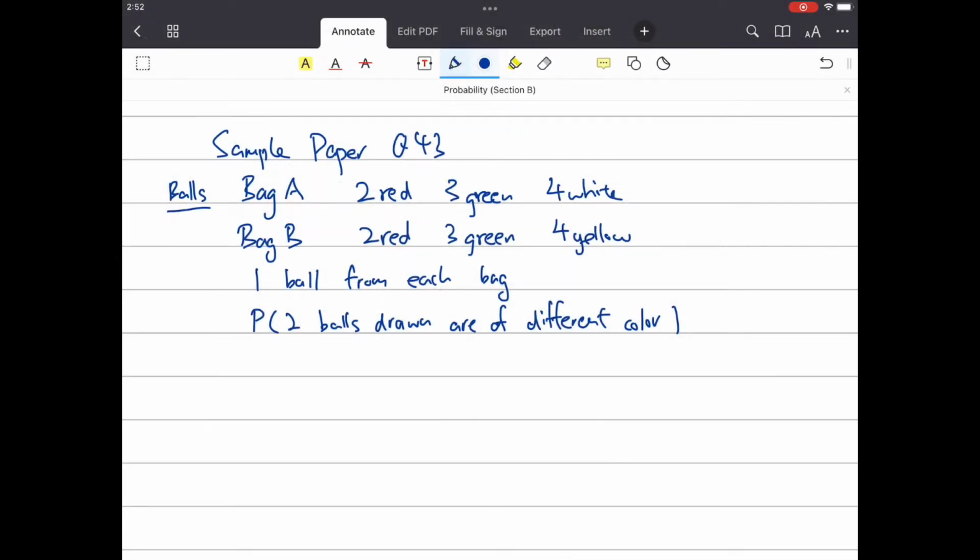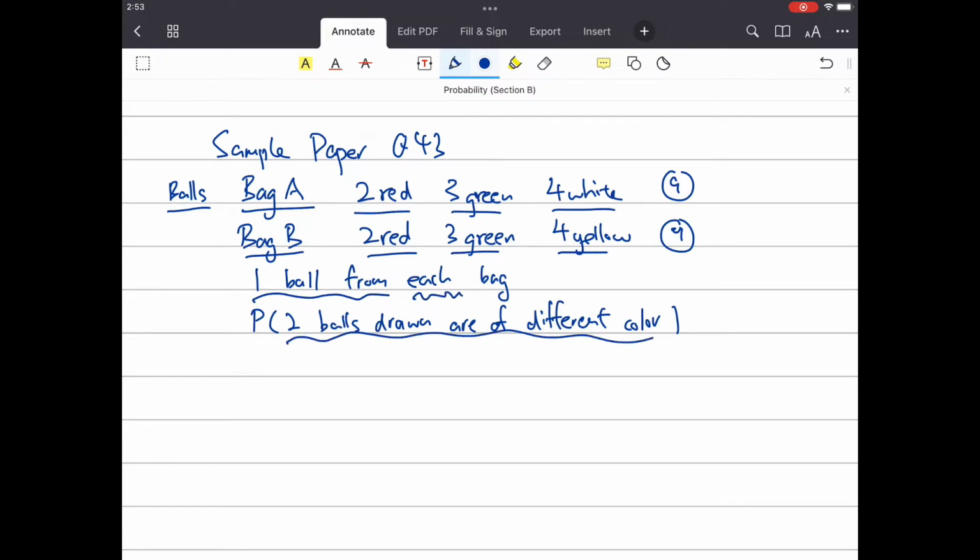We will use this question from the sample paper to demonstrate. So here we are going to draw a ball, and from bag A we have 2 red balls, 3 green balls and 4 white balls, in total 9 balls. And then for bag B there are different numbers of balls for different colors. We draw 1 ball from each bag, and you are asked to find the probability that 2 balls are drawn of different colors.